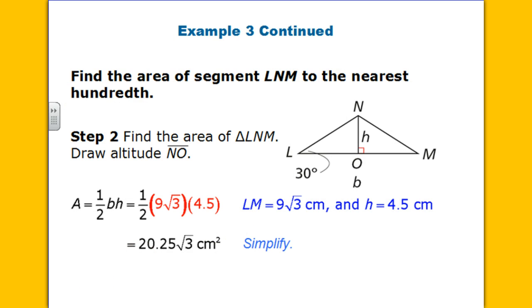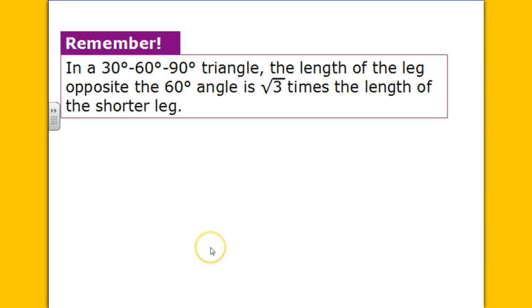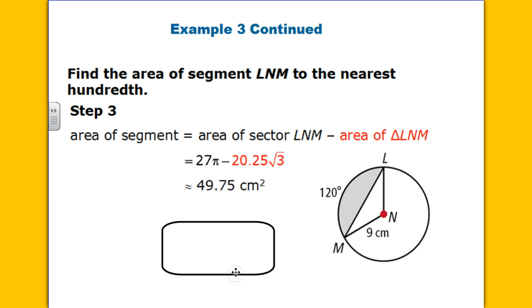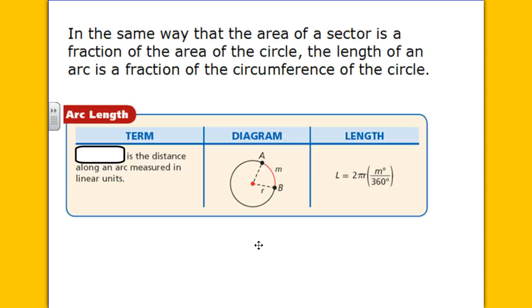Okay, I had to pause and talk to somebody, and I'm back now, and I hope I'm not repeating myself, but we have the area of the triangle here, right? And so let's now move to step 3. So we have the area of the segment, which is the area of the sector, the entire sector, and then subtract the area of the triangle LNM. So we need to do that. And when we do, we end up with 49.75 centimeters squared. And that's this region here, which is known as the segment LNM.